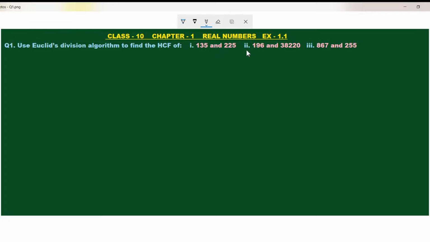Now we'll do the second part. In the second part, what is the bigger number? 38,220. In the first step we need to divide the bigger number by the smaller number. Here we are writing it in the form of Euclid's division lemma, which is A equals BQ plus R. Here A is the dividend, B is the divisor, and Q we need to find. Let's find out.